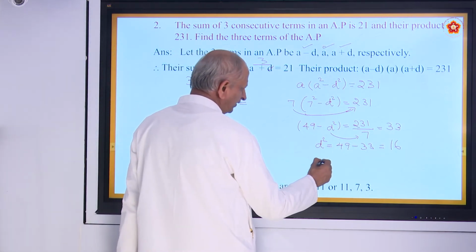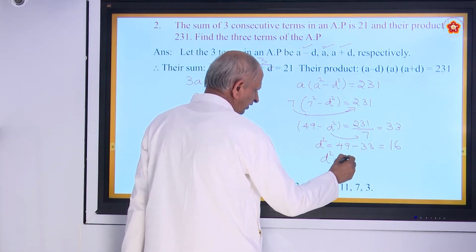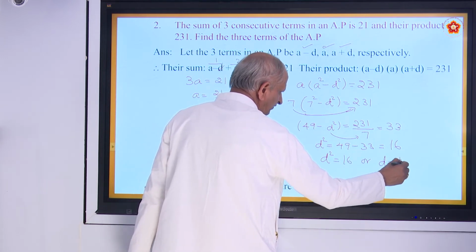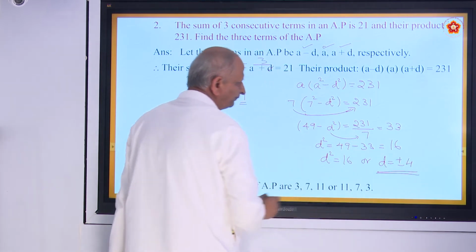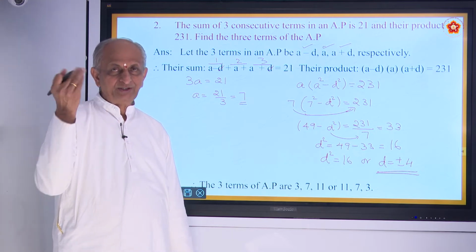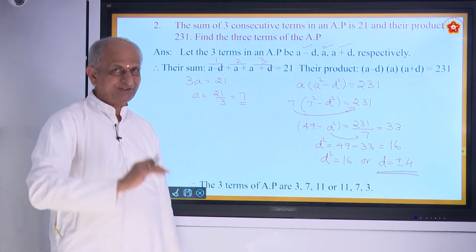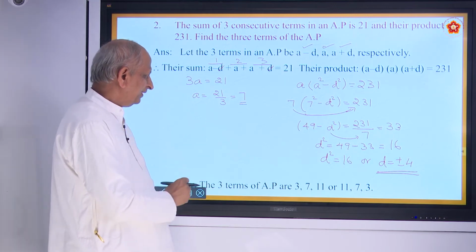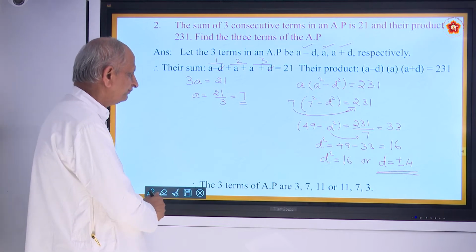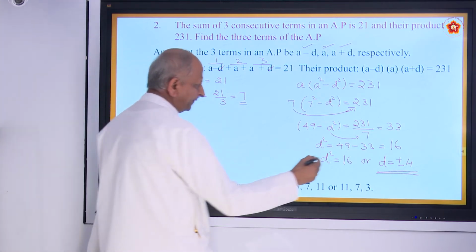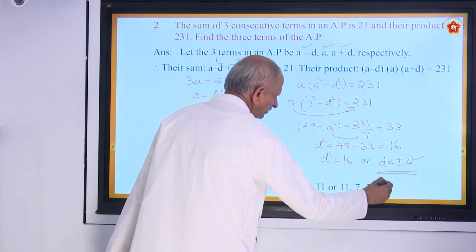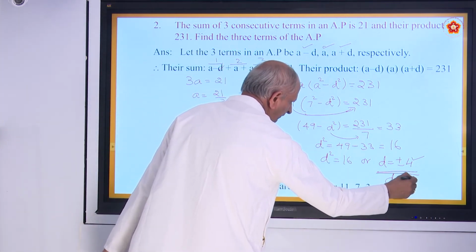So D square is equal to 16, or D is equal to plus or minus 4. Plus or minus 4, because 4 square is also 16, minus 4 square also 16. So that is why you must write plus or minus. Using this you have to write the AP now. Suppose you take plus 4. So here D becomes 4 or minus 4.